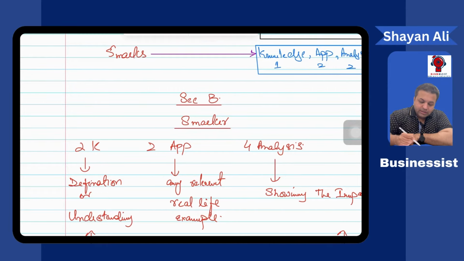As far as section B is concerned, if I speak about the 8 marker question, it contains 3 assessment objectives. As we have already discussed: knowledge, application and analysis. Knowledge contains 2 marks, application contains 2 marks and analysis further contains 4 marks. So this is basically the marks split up for an 8 mark question. Now, as far as knowledge is concerned, knowledge.